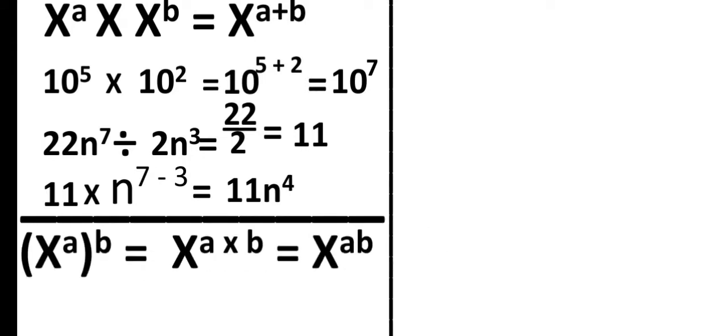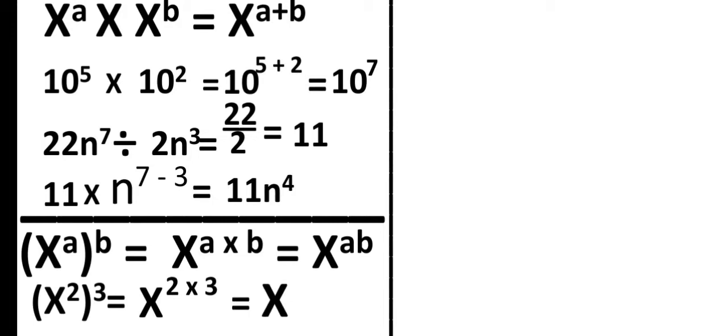Now for the multiplication law, as you can see, we have a question relating to that, where we have open bracket x raised to the power of 2 close bracket, raised to the power of 3. When you see a number raised to the power of 2, it is known as square, and 3 is known as cube. Just like the law implies, we say x raised to the power of 2 times 3 to give us x raised to the power of 6.